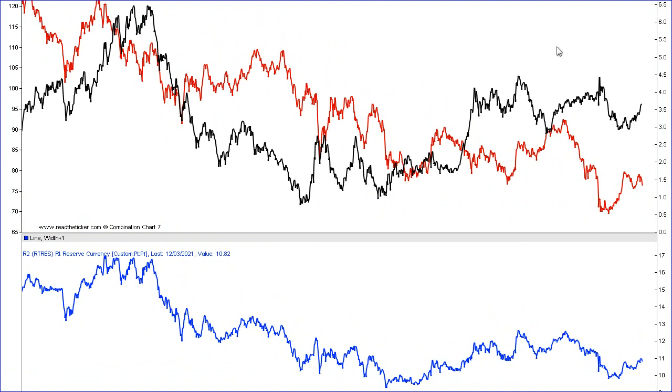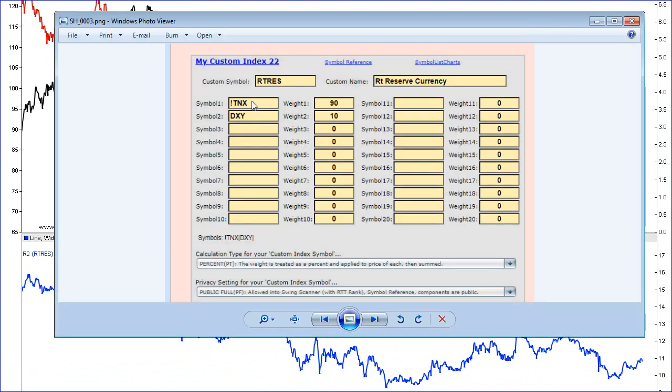Well, let me explain. What I've got here is I've loaded in the TNX and I loaded in the DXY. I'm giving the weighting of 90 to 10. The weight is treated as a percent applied to the price of each, then summed. So the TNX moves between 0 and about 4, or 3, because that's not a very big number. But the DXY moves between 50 and 100. So a percentage change on the DXY, in dollar terms, is going to be greater than the TNX.